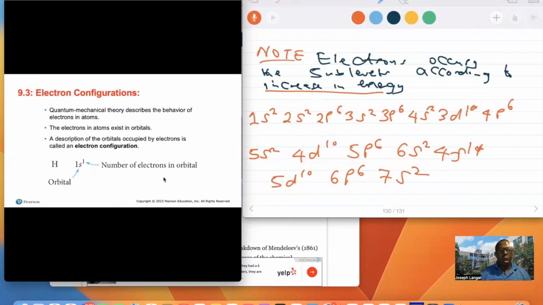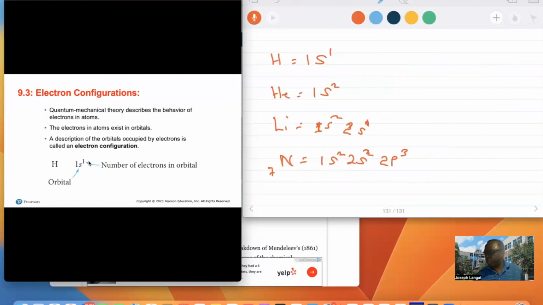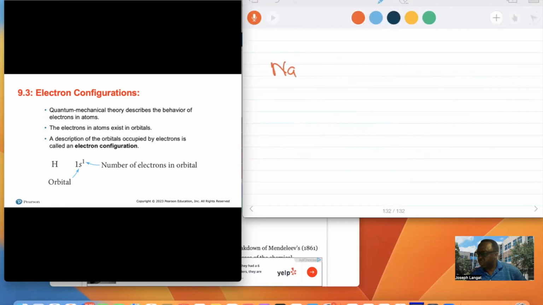In case you're wondering, it extends beyond that to other elements as well. So we can have sodium, for example, which is number 11: 1s2, 2s2, we have 4, 2p6 gives us 10, 3s1 gives us 11.